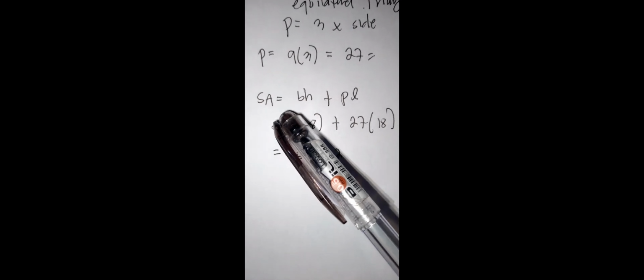So P is equal to 9 times 3, which is equal to 27. So 3 is the number of sides of the triangle, and the length of our side is 9. So it would be 9 times 3 is equal to 27. Now that we have the value of our perimeter, we can now proceed to finding the surface area.